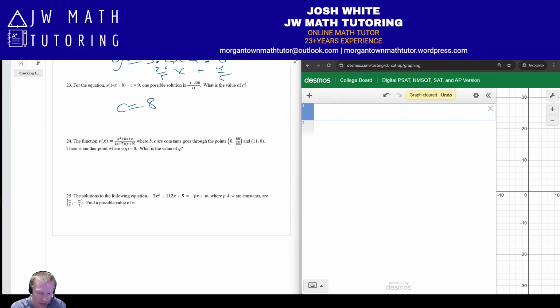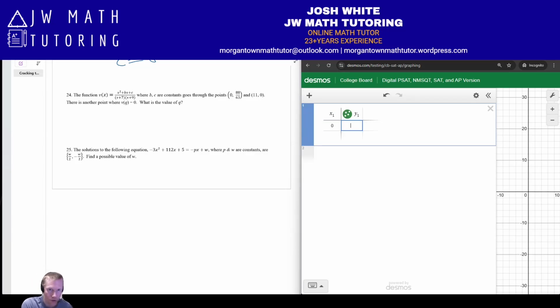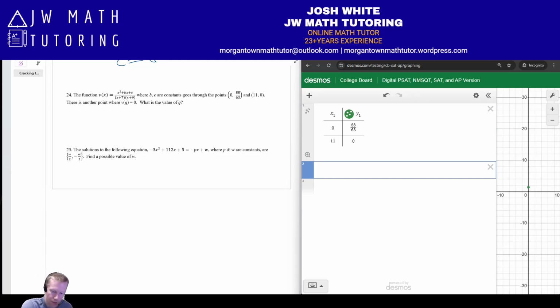All right, let's look at this problem now. We can go ahead, question 24. You have a rational expression, you have some points. We're trying to find the other point where the graph of this is equal to 0. So we can just go ahead, make a table, enter the 2 points, then we can go ahead and do regression for this.